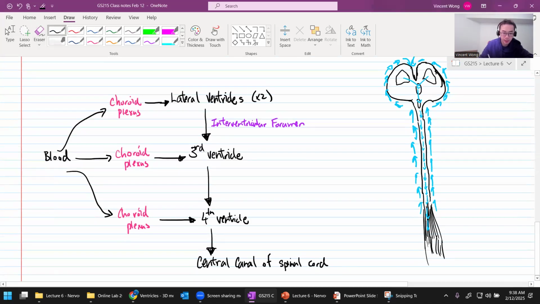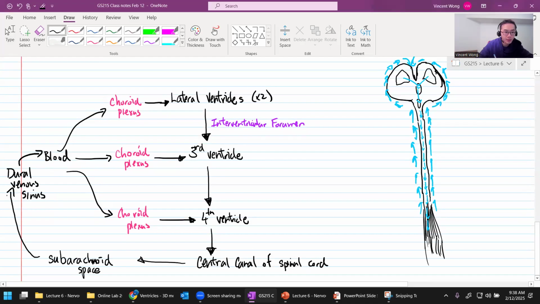And then it's going to exit to the bottom. Right, these things are going to go to the subarachnoid. This is like an oversimplification, okay? So if you read something more complicated than this, don't worry about it. And eventually from the subarachnoid space, it will go to the dural venous sinus, which would return it back to the blood. So that's the flow of CSF. Simplified.